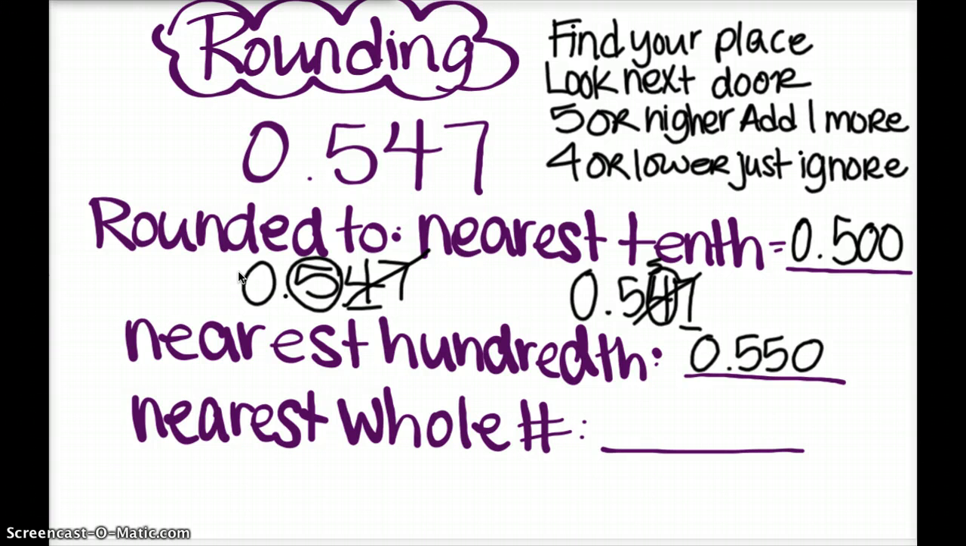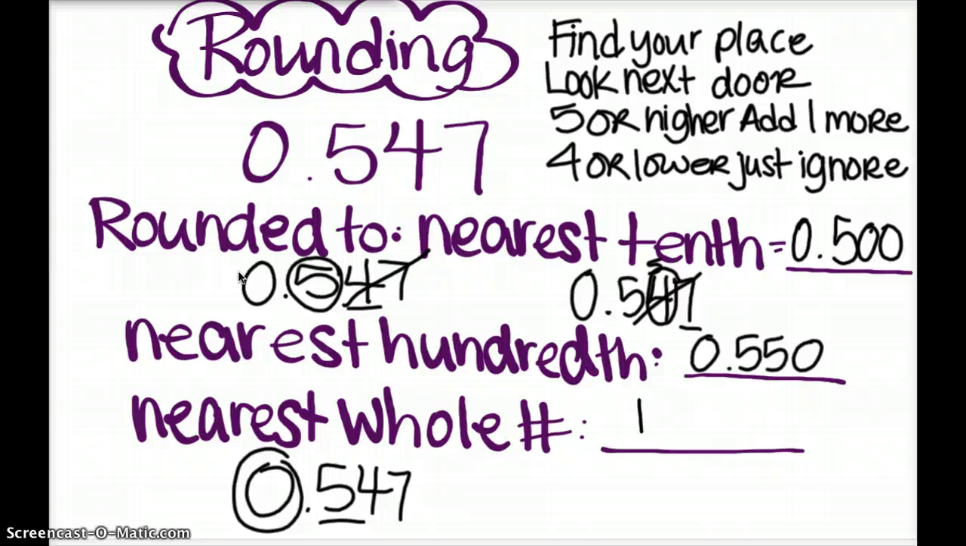If I wanted to round it to my nearest whole number, okay, here's my number rewritten. Here's my whole number. I'm going to look next door. 5 or higher, what do I do? Add 1 more. To a 1. 1.00. Do not forget your rounding rhyme.